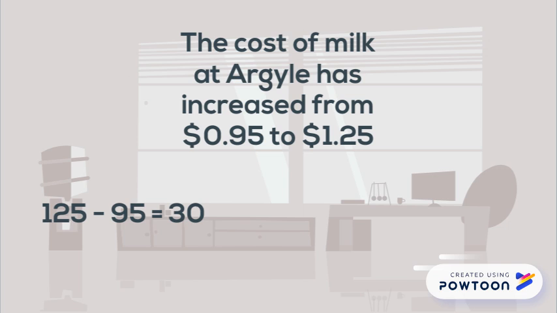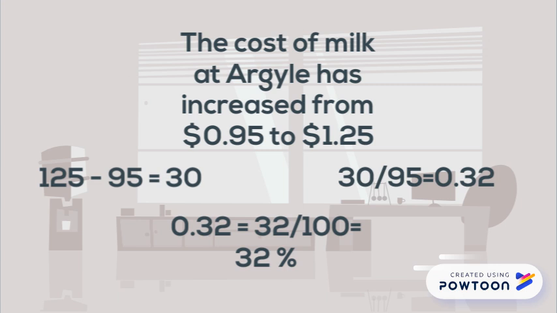So the first step in this, there's multiple steps, but the first step is we've got to figure out how much of a price difference there was. So we subtract the two and we figure out it was 30 cents. So now that we know the price difference was 30 cents, we take the price difference, the 30 cents, and we divide it by our original price, which was 95 cents. So we know that 30 divided by 95 is equal to 0.32.